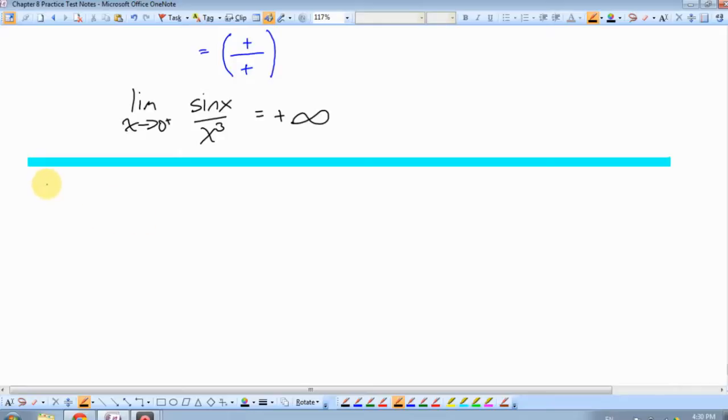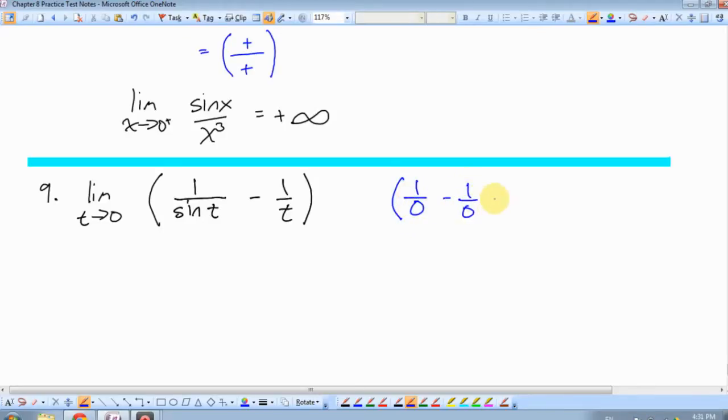Number 9. Limit as t approaches 0 of 1 over sin t minus 1 over t. Let's figure out what indeterminate form we have. Yeah, 1 over 0 minus 1 over 0, which is infinity minus infinity. Not cool.